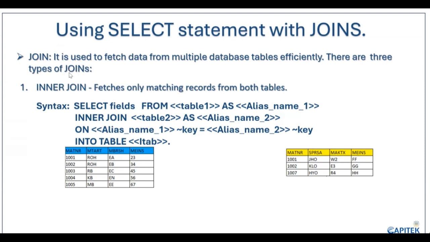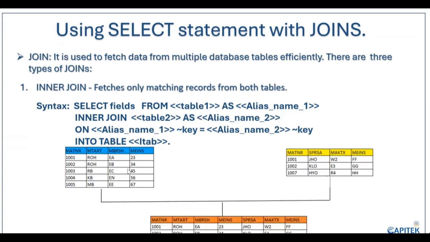In these joins, we have something called an inner join. When we talk about inner join, it will fetch the data which is common between the 2 tables. You see here 1001, 1001, 1002, 1002. 1003 is not available over here, 1004 not available here, 1005 not available over here. So 1001 and 1002 are commonly available. These 1001 and 1002 records will be the final data available in the output in case of inner joins.